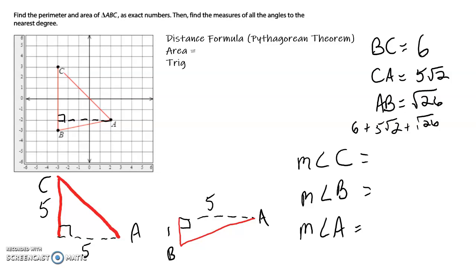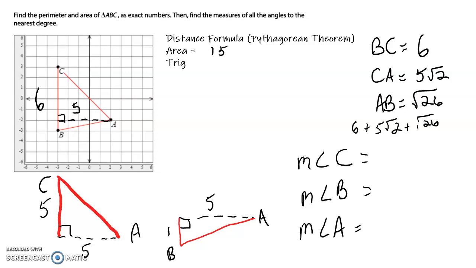Okay, so now we need to find angle measures. Oh, I'm sorry. Let's go back and find the area. The area is easy. The length of BC was 6. And that black dotted line there is the height of the triangle. Remember, the height and the base have to make a perpendicular line. So the length of that dotted line is 5. Area of that triangle is 1/2 base times height. So the area ends up being 15 square units.